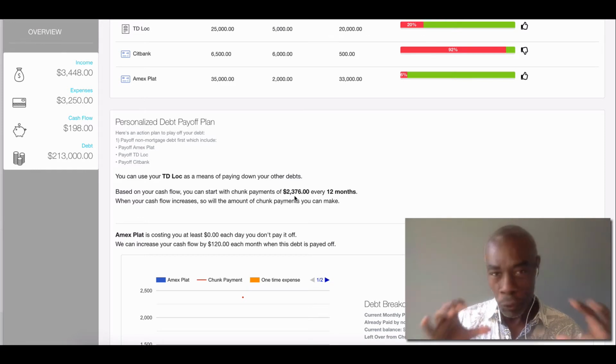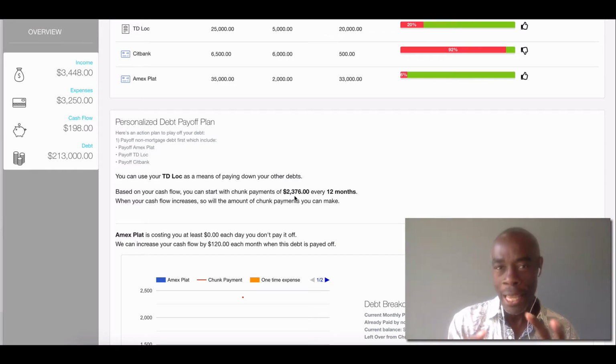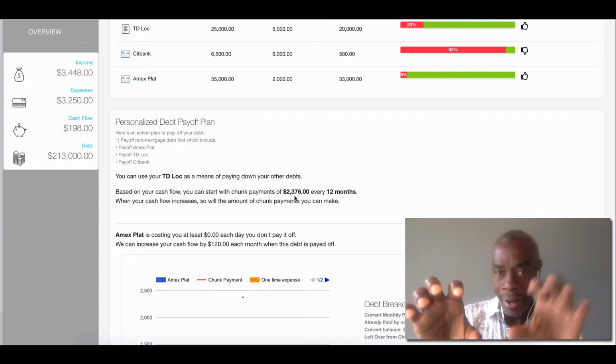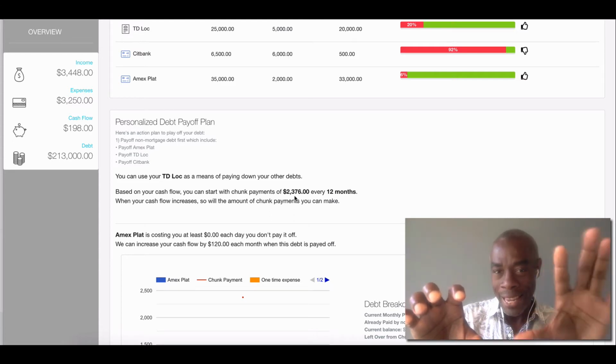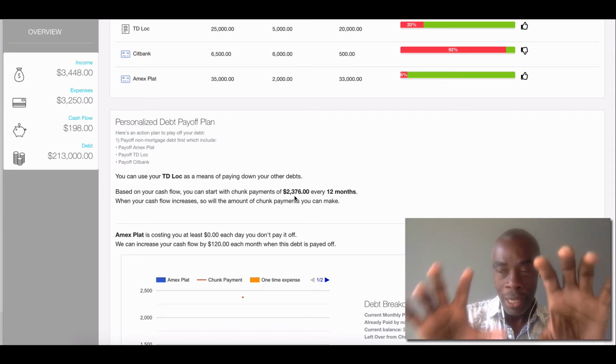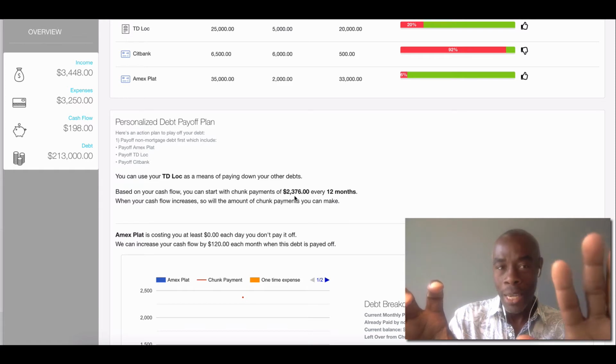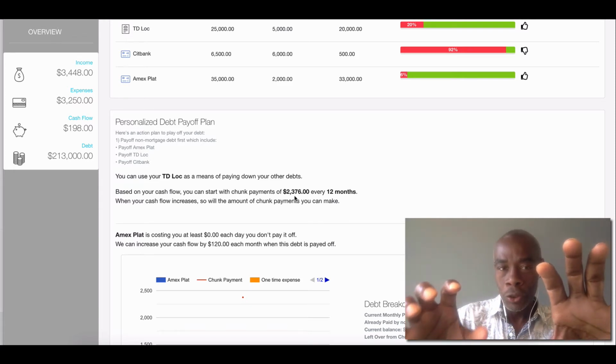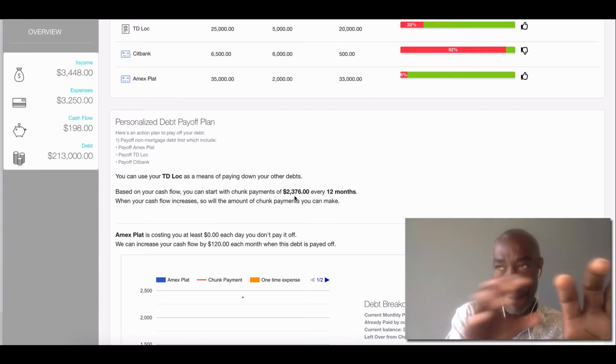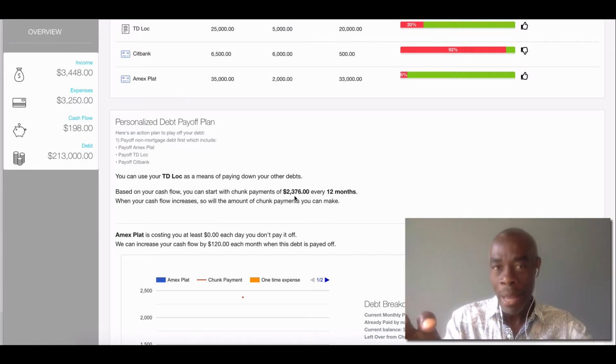So here's where people get really confused. They don't get how this works. So I'm going to try to explain it again. You have your line of credit over here. You have your Amex over here. The interest rate on your Amex is more than the interest rate on your line of credit. So it is better to move money from your line of credit to this Amex so you can cut the amount that you owe, so you pay less interest.